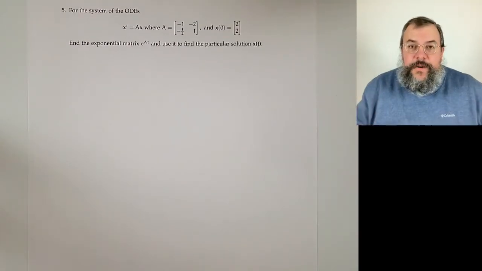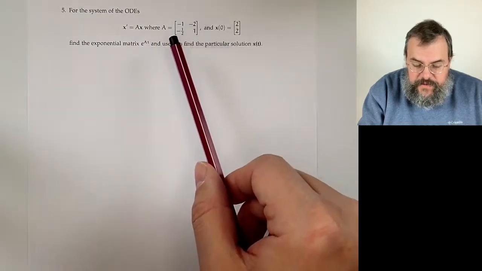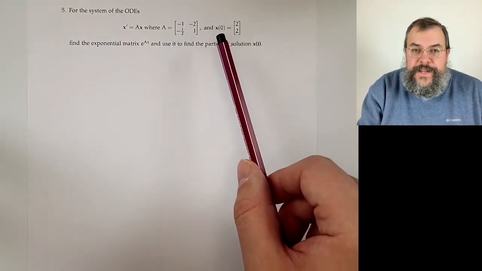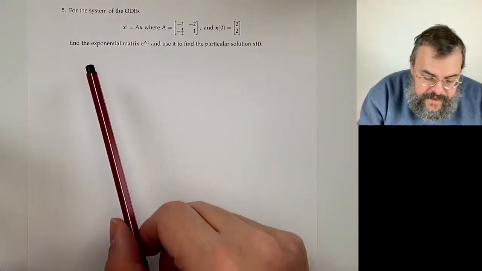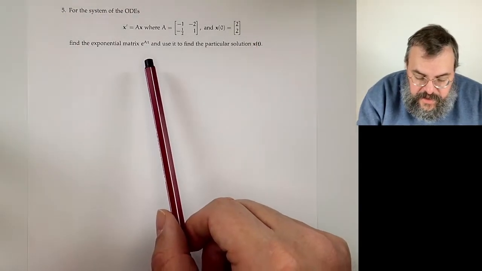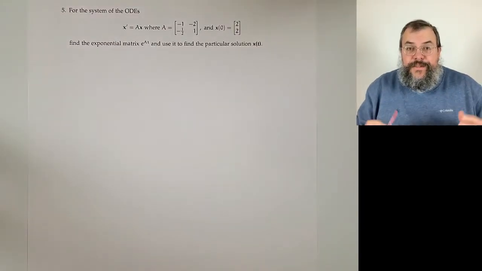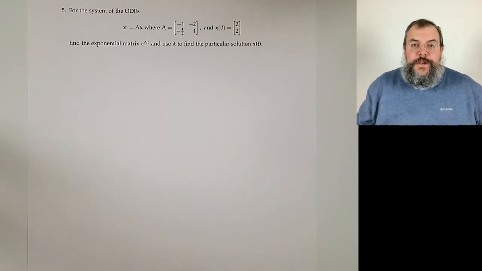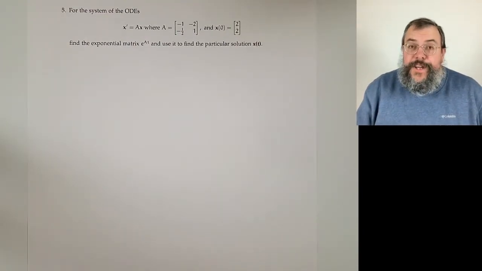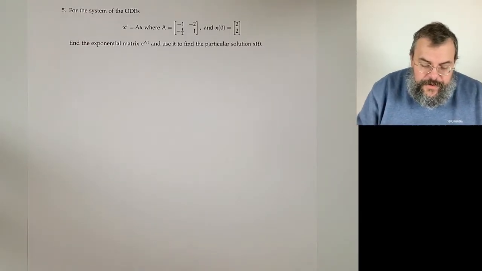For the system of ODEs, you have x prime equals Ax, where A is the matrix minus 1, minus 2; minus a half, 1. And x of 0 is 2, 2. Find the exponential matrix e to the At and use it to find the particular solution x of t. All right. No problem. We can do that. We have the technology, right? Yeah, we do. Okay, so what do we do?